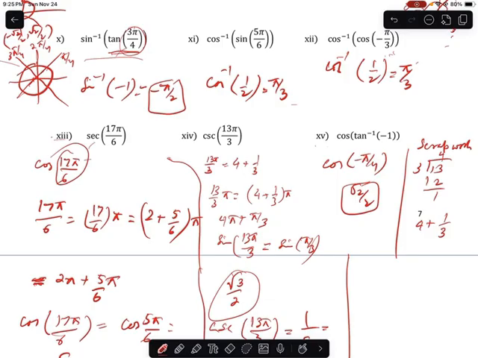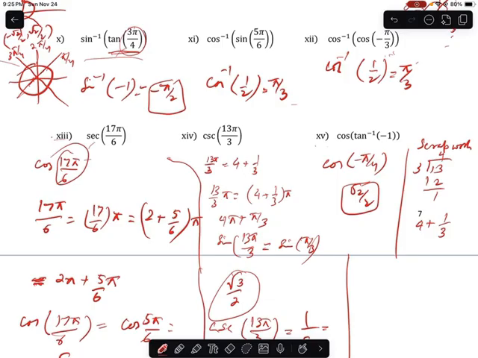Looking at this last one now, cosine of tangent inverse of negative 1. Now, tangent inverse of negative 1, if you recall, is equal to negative pi over 4. So we end up getting cosine of negative pi over 4. And what is cosine of negative pi over 4? It will be square root of 2 over 2.